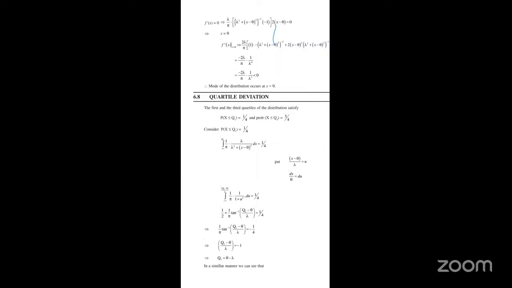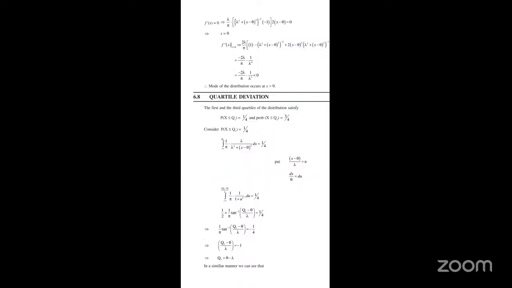Quartile means first and third, that is 1 by 4 and 3 by 4. The first quartile is Q1 and the third quartile is Q3. So the probability of X less than or equal to Q1 equals 1 by 4, and the probability of X less than or equal to Q3 equals 3 by 4.